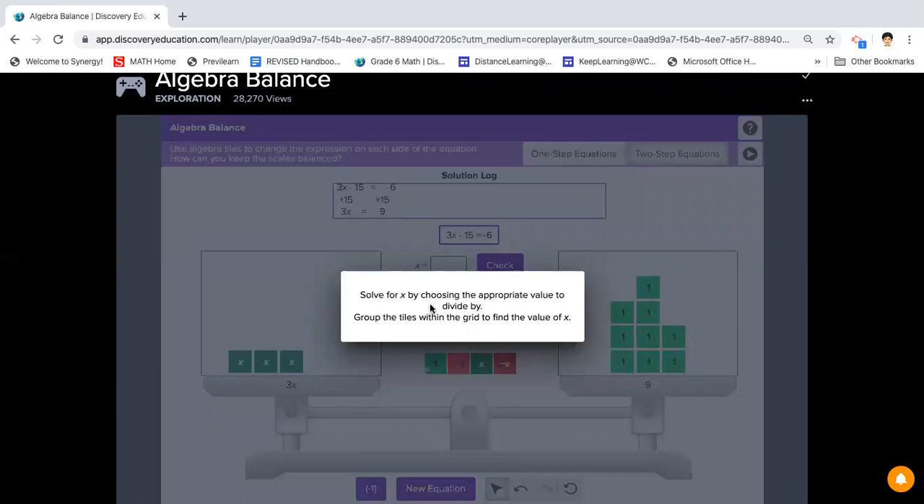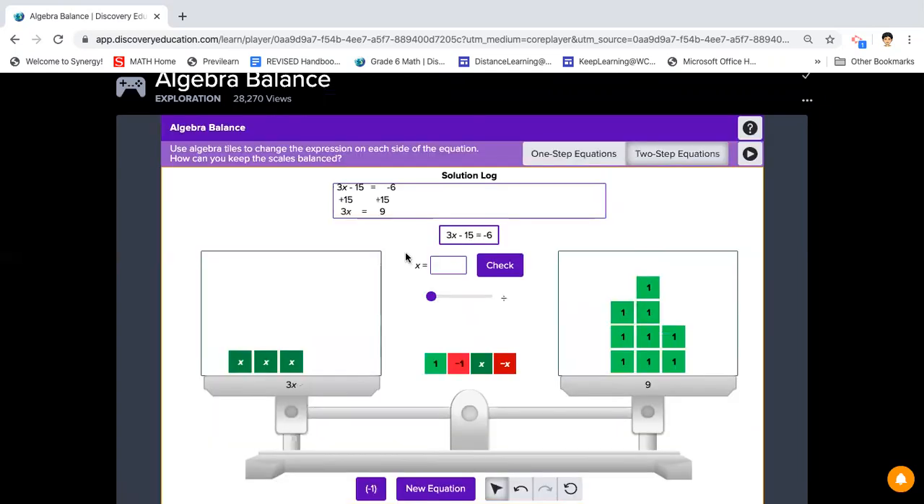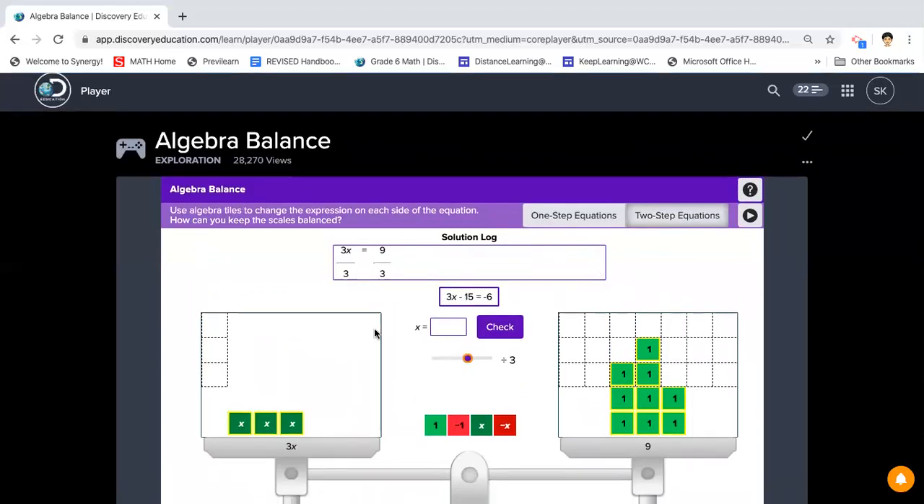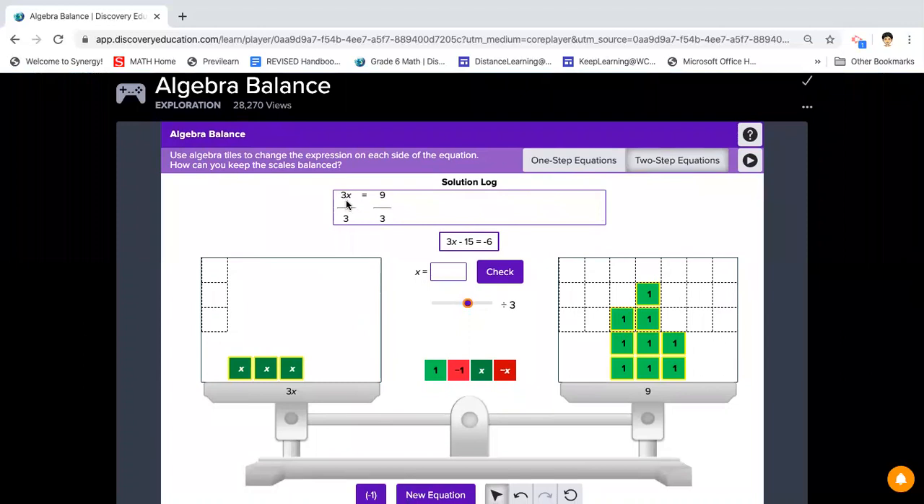To solve for x by choosing the appropriate value to divide by, group the tiles within the grid to find the value of x. In order to work with the second step in the equation, I will use division, which is working with the order of operation in reverse. I will divide by 3, the coefficient of 3, 3x.